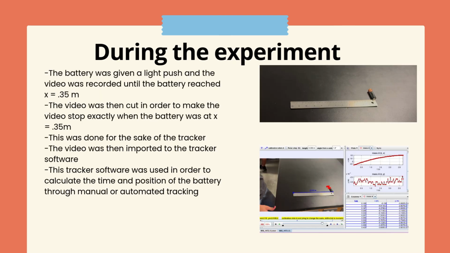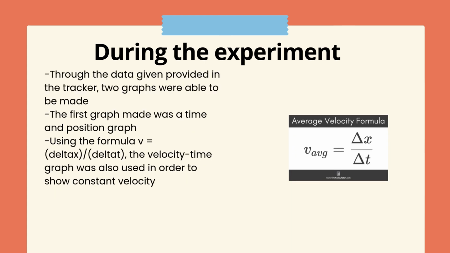The battery was given a light push, and the video was recorded until the battery reached x equals 35 centimeters. The video was then cut in order to make the video stop exactly where the battery was at x equals 35 centimeters. This was done for the sake of the tracker. The video was then imported to the tracker software, and the tracker software was used in order to calculate the time and position of the battery through manual or automated tracking, which manual was used for my experiment.